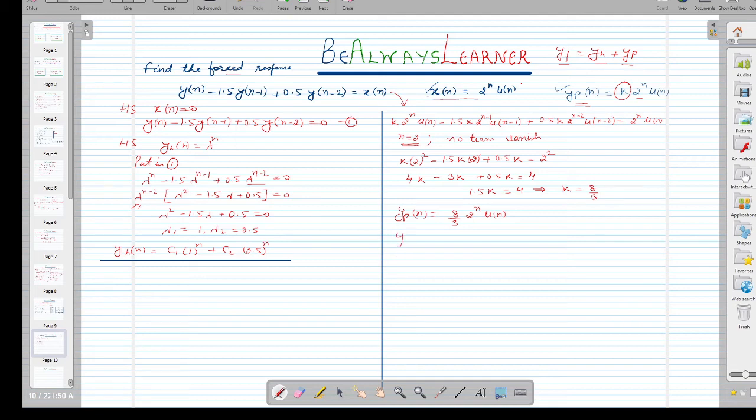तो हमारे पास फोर्थ सॉल्यूशन जो हम देख रहे थे वो था सम ऑफ होमोजेनियस सॉल्यूशन and some particular solution. So this will be C1 1 raised to the power n plus C2 0.5 raised to the power n and plus particular solution 8 by 3 2 raised to the power n u[n]. So ये हमारे पास एक फोर्थ सॉल्यूशन ऑब्टेन हो गया हमें.